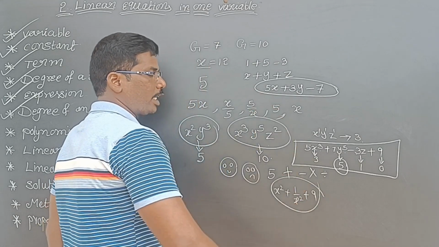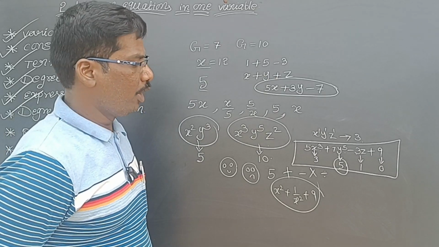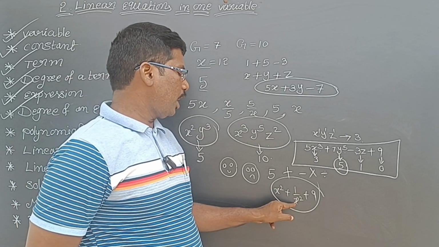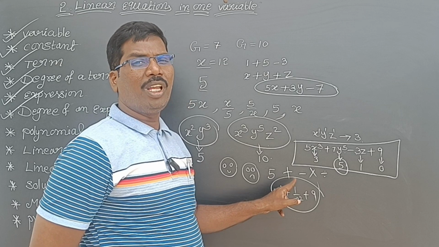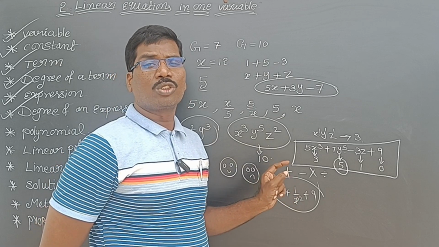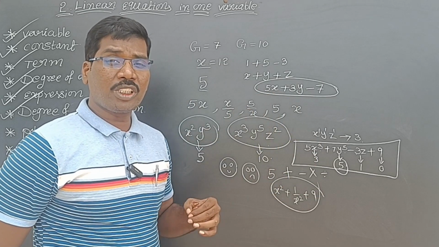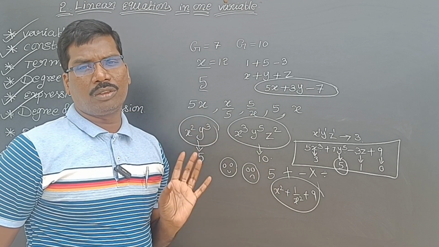This is also an algebraic expression. But if you see, this can be written as x to the power of minus 2. That means the degree is negative. So in an algebraic expression, the degree can be positive and it can be negative.